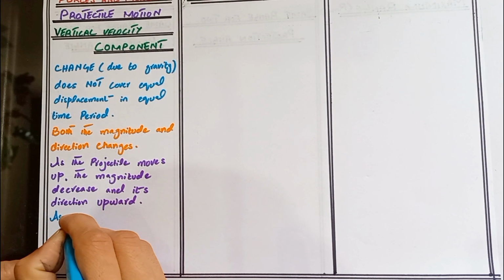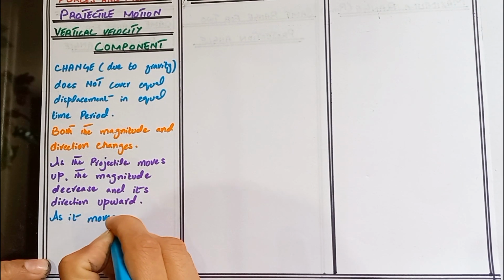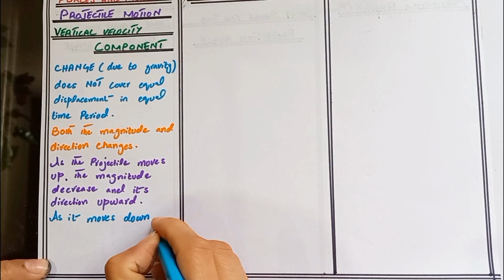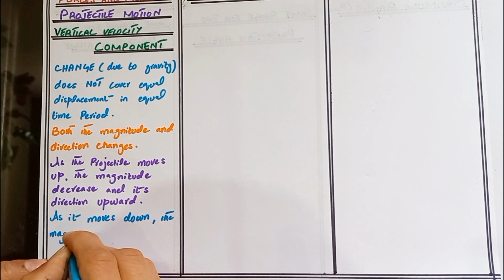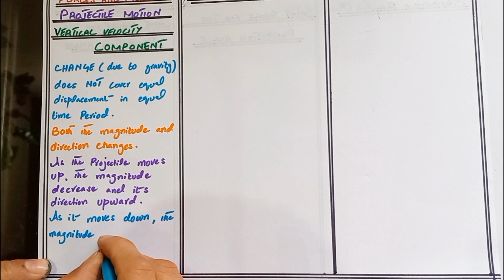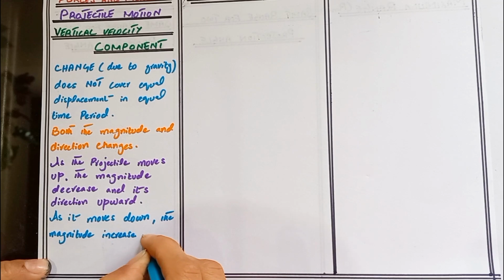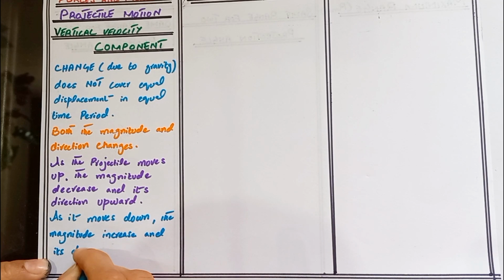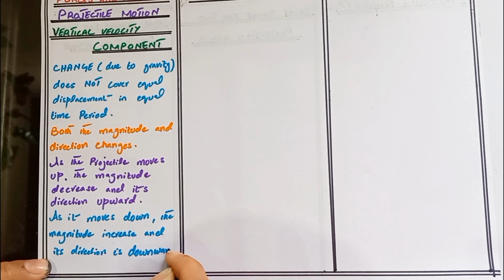As it moves down, the magnitude increases and its direction is downward.